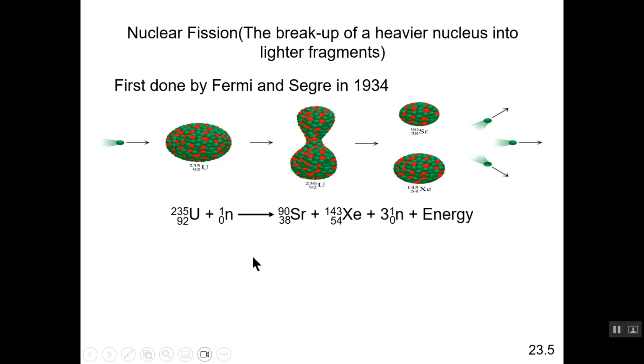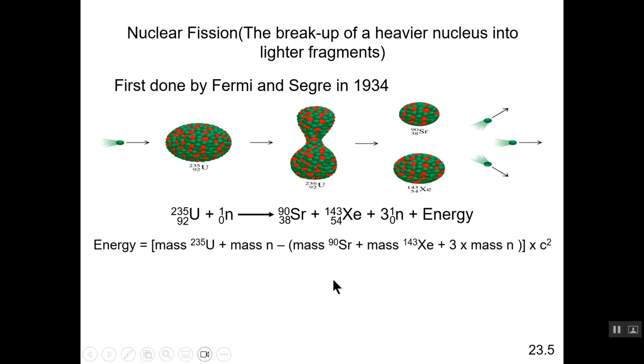Now, if you were to calculate the amount of energy that is produced in this reaction, you're going to see it's a very large value. Based on what we learned before, this is the equation you would use. Basically, you find the total mass of the uranium and the neutron, which are the reactants, and subtract from that the sum of the masses of the products, which would be the strontium-90, the xenon-143, and the 3 neutrons that are produced. Once you get that mass, you multiply by c squared, and that will give you the energy.